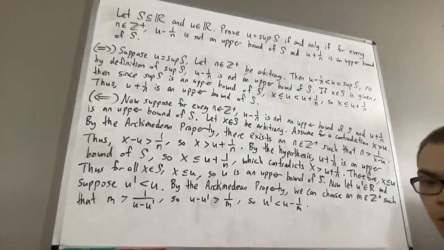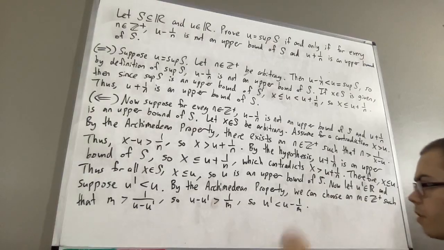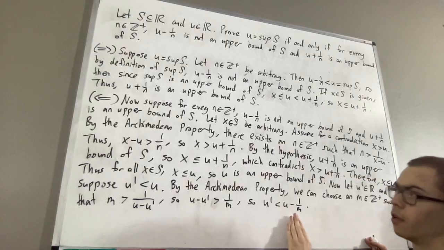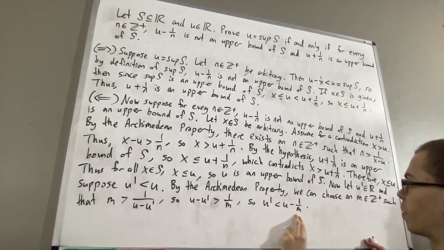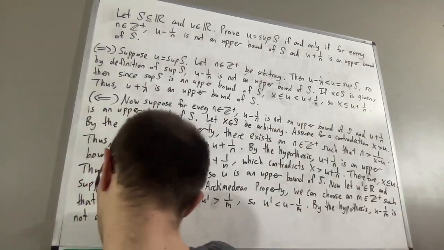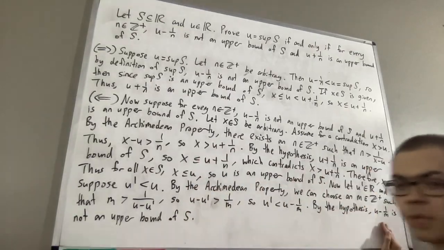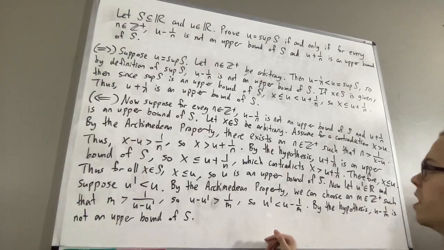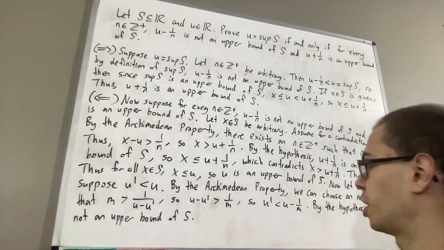Now, by the hypothesis, so why is this important? Because u minus 1 over m is not an upper bound of S. Right? According to the hypothesis, u minus 1 over m is not an upper bound of S. Which means u minus 1 over m is strictly less than some element of S. And I'll call that element, I don't know, Q naught.